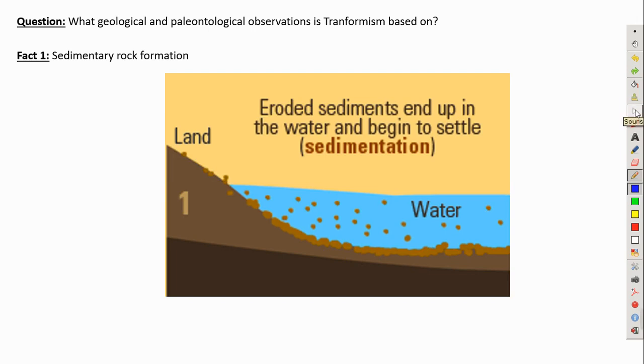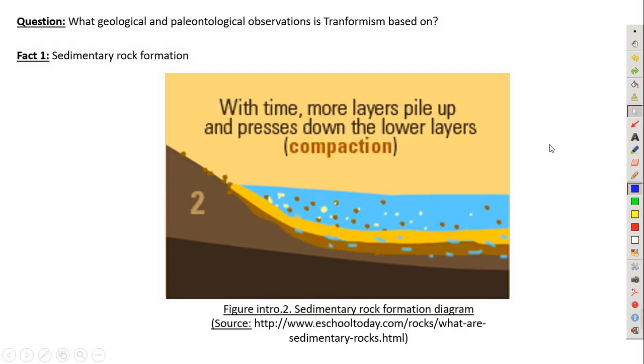When you have a sufficient amount of these particles, you're going to start seeing a layer form. The fact that these particles go to the bottom is called sedimentation. And as I said, when you've got enough, you're going to have a layer form, because you're going to have so much pressure building up that this is going to compact the particles together.